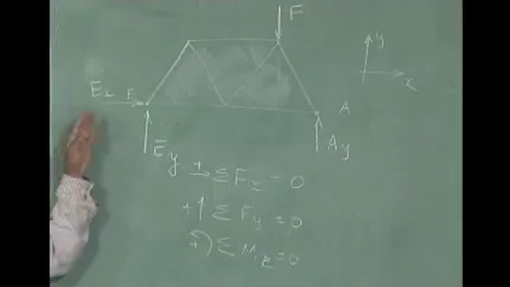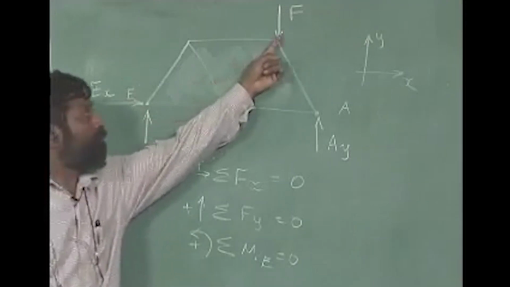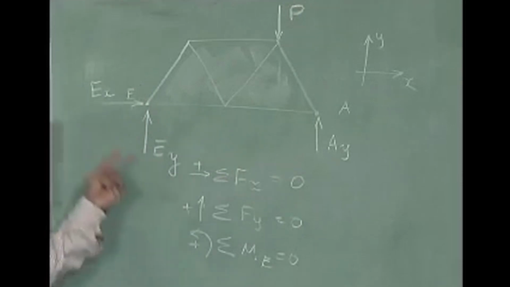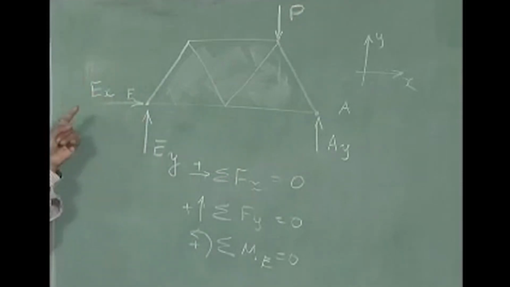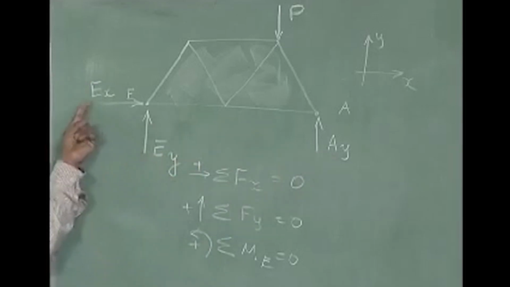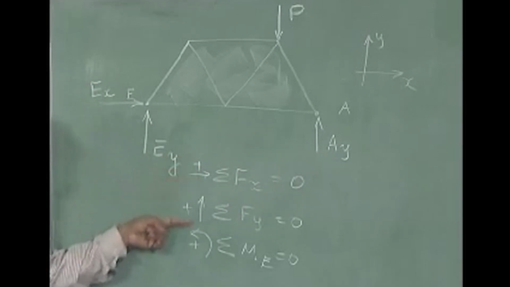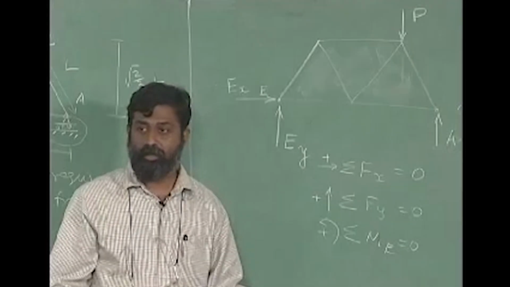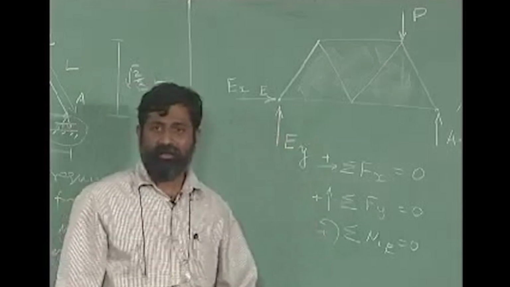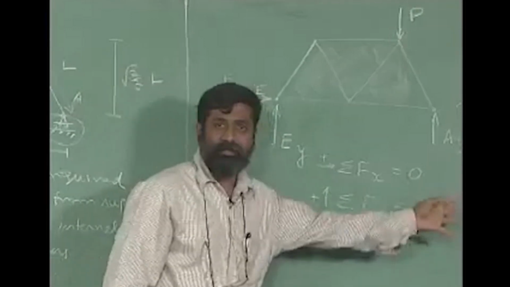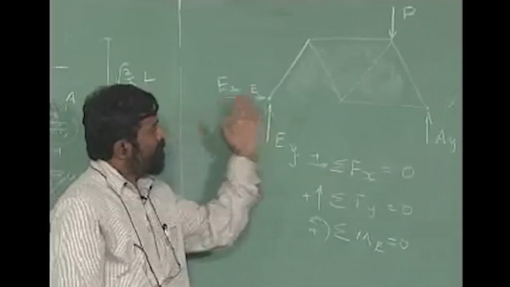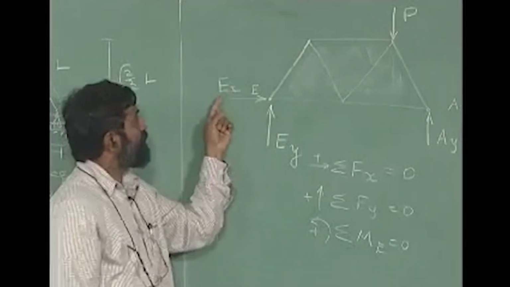How many unknowns have to be found out? This is P, this is a force that is applied. These are the three unknowns, AY, EY and EX to be found out. Three equations I can as well solve for it. Is it clear? This is something I have already done. So let us just jump to the answers. Sigma Fx equals 0 immediately tells me this is equal to 0.